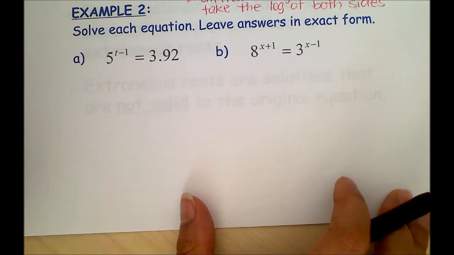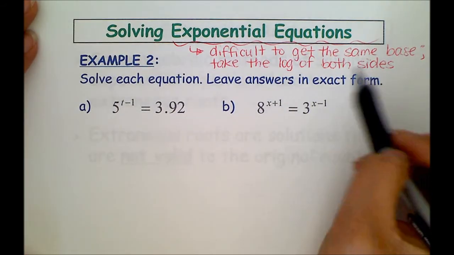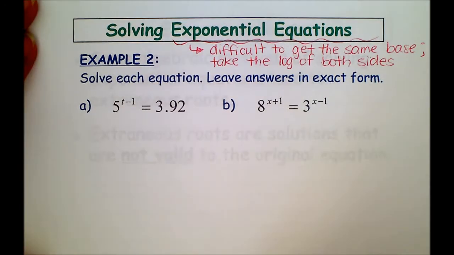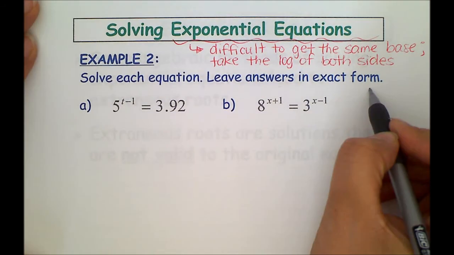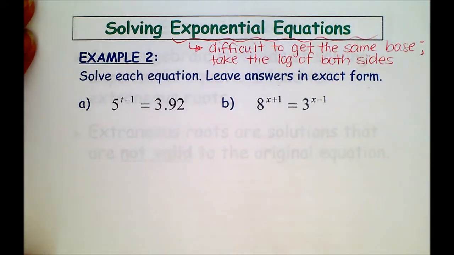So we're going to look at solving some exponential equations where it is difficult to get the same base, so you can take the logarithm of both sides. Okay, so for example 2, we're going to solve each equation and we're going to leave answers in exact form. Exact form means no decimals. You shouldn't need your calculator. It's just a matter of rearranging the equation.